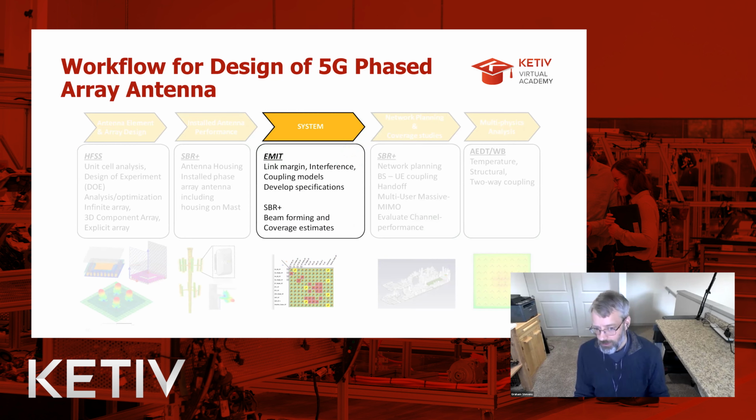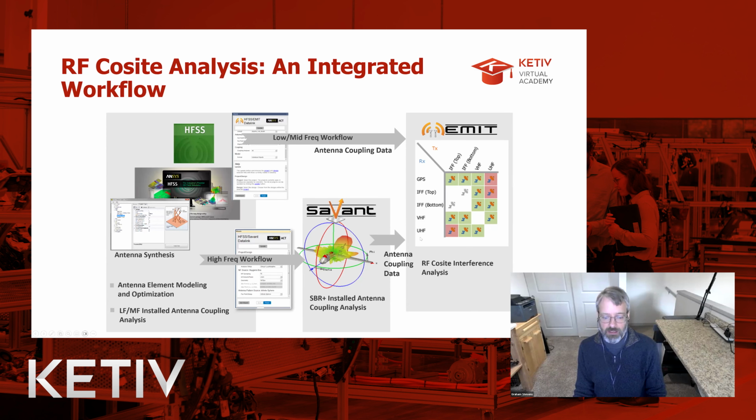And then when we have multiple antennas and we're looking at things like link margin and interference, we might take that SBR analysis and use something called EMIT to take a look at that situation more closely. EMIT, of course, takes transmitters and receivers and how they interact and does RF cosite interference analysis. So this is another auxiliary tool that's part of the HFSS universe that you should be aware of when you start to think about how antennas interfere with each other.